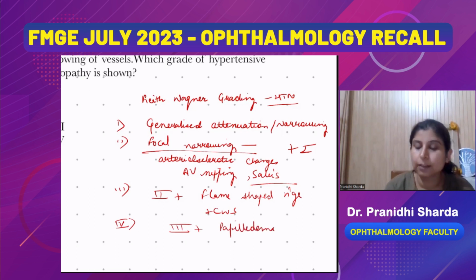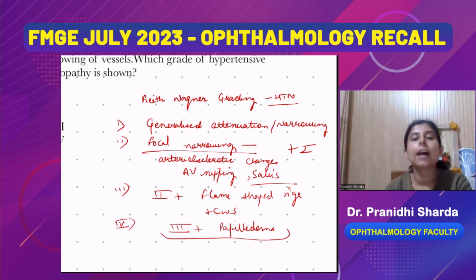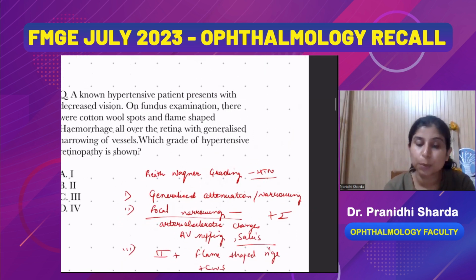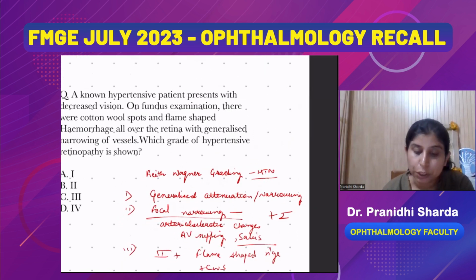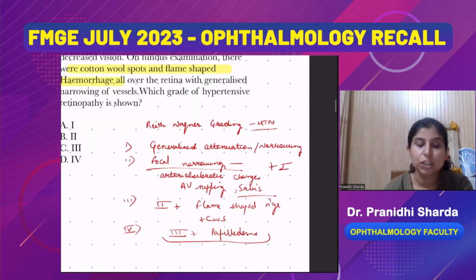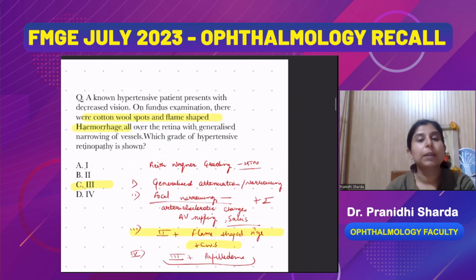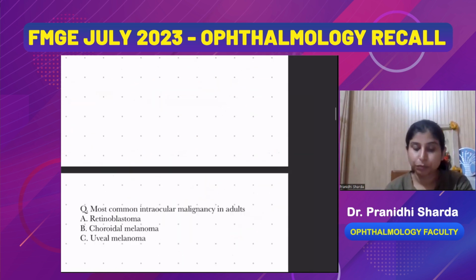Whenever there is grade 4, it is considered as a malignant hypertensive retinopathy. So grade 4 is grade 3 plus papilledema. So in this question, we were given cotton wool spots and flame-shaped hemorrhages. It means the grading becomes grade 3. So this is Keith-Wegener grading of hypertensive retinopathy. Fine. So the answer to this question will become option number C.